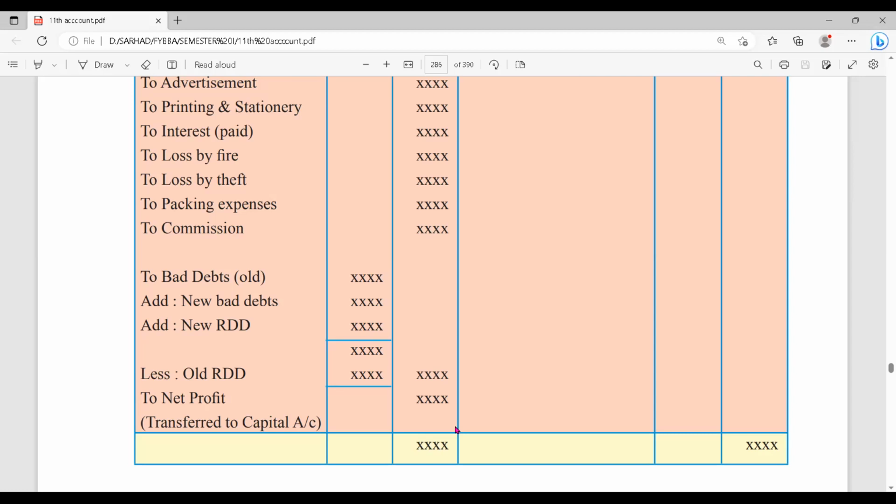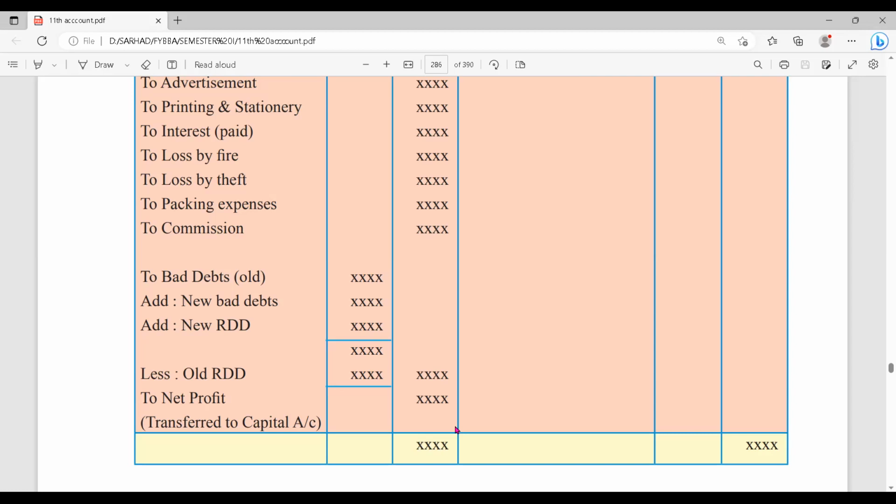Case one is there for net profit. Net profit or net loss would be transferred to the capital account in the balance sheet. What you have to remember: if there is net profit, you have to add that net profit to the capital account in the balance sheet, and if there is net loss, you have to deduct that net loss from the capital. So this will be the format of the profit and loss account.